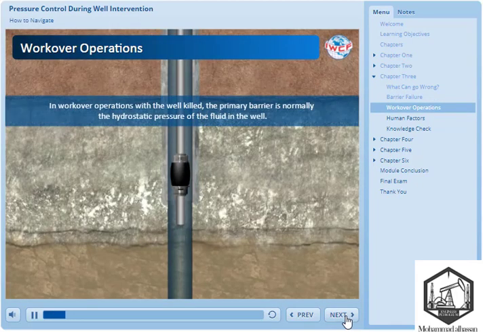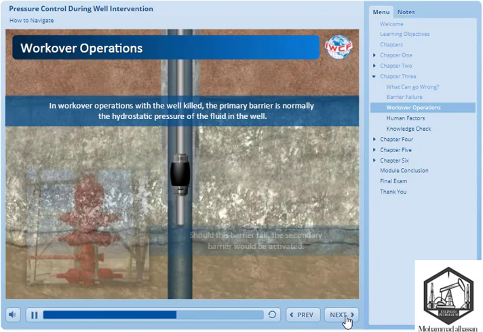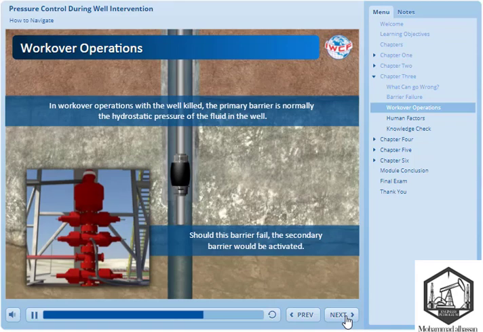In workover operations, with the well killed, the primary barrier is normally the hydrostatic pressure of the fluid in the well, as in drilling operations. Should this hydrostatic barrier fail, the secondary barrier, the BOPs, would be activated.